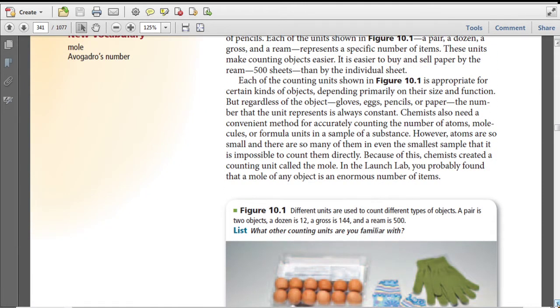Each of the counting units is appropriate for certain kinds of objects, depending primarily on the size and function. But regardless of the object, gloves, eggs, pencils, or paper, the number that the unit represents is always consistent. Chemists also need a convenient method for accurately counting the number of atoms, molecules, or formula units in a sample of a substance. However, atoms are so small, and there are so many of them in even the smallest sample, that it is impossible to count them directly. Because of this, chemists created a counting unit called the mole.